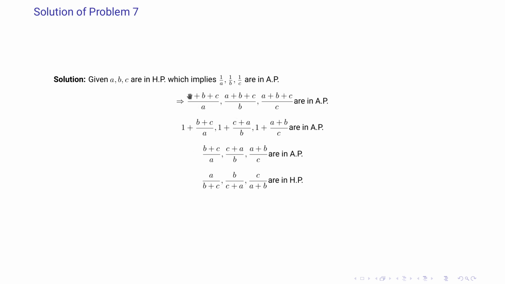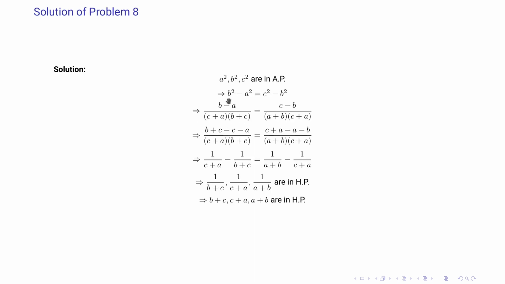Then we divide, so A will get cancelled: 1 plus B plus C by A, 1 plus C plus A by B. Here B will get cancelled, and here C will get cancelled: 1 plus A plus B by C are in HP. Now from these we subtract 1. So we get B plus C by A, C plus A by B, A plus B by C are in HP. Now we take reciprocals and we get the final value.